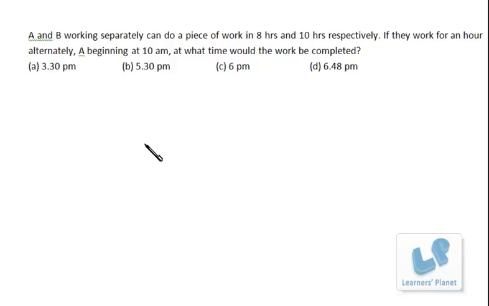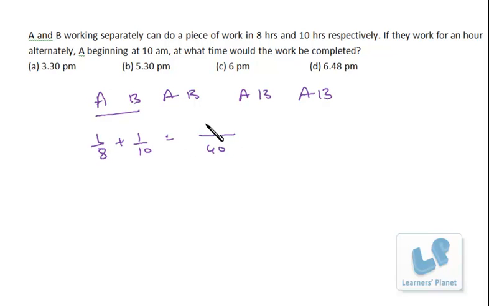Now further we have a problem of working alternately. A and B working separately can do a piece of work in 8 hours and 10 hours respectively. If they work for an hour alternately, A beginning at 10 a.m., at what time would the work be finished? Now, the sequence is A, B, A, B, A, B. Suppose we take A and B together. So it will be 1 upon 8 plus 1 upon 10.